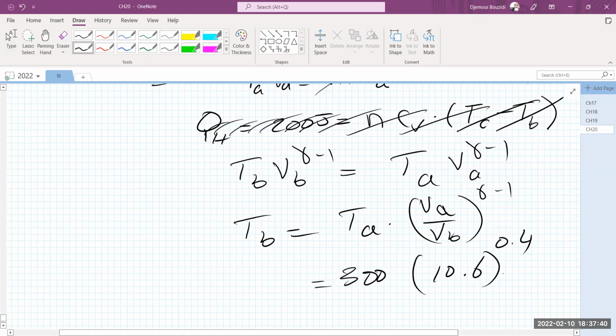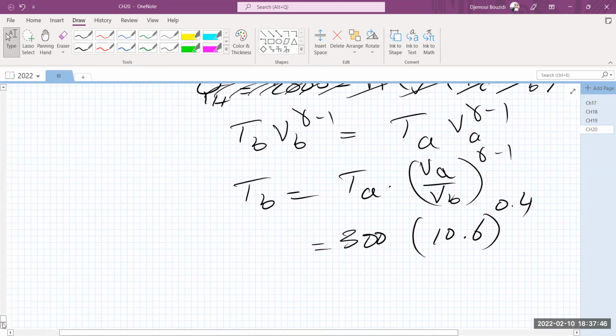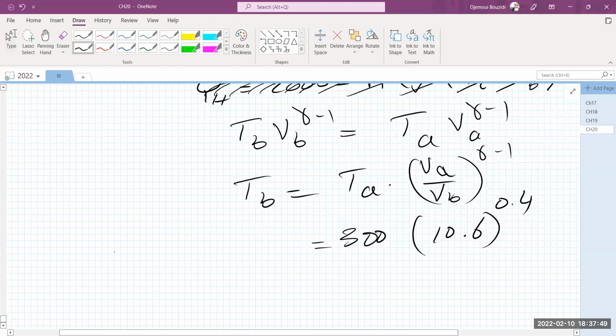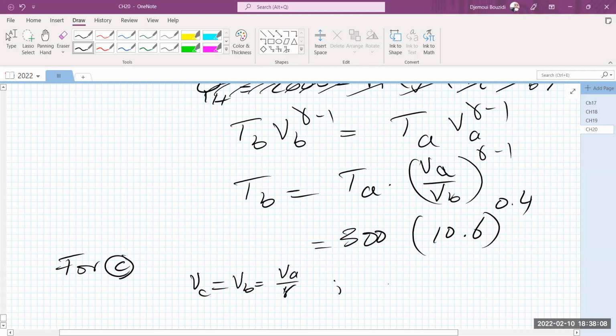So in either way, you're gonna find TB, okay? Now comes the point C. We need to find, for C, the point C, we already found VC equals VB, which is VA over R. So we know what the volume is. Now it's a matter of finding what the pressure is and what the temperature is. Probably the easiest way in this case is to find what the temperature is.